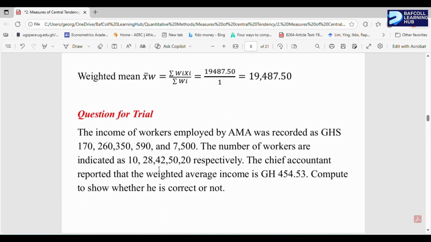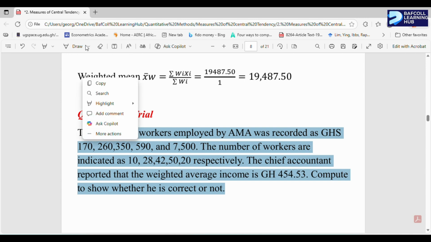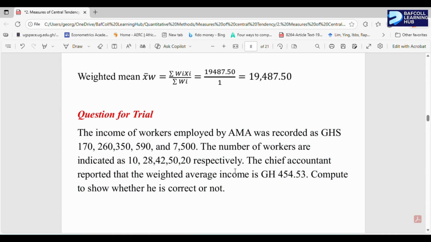So we have a question over here that we will just try our hands on. So maybe from now you can just pause the video and try your hands on it, whether you are calculating it by hand or using Excel. The income of workers employed by AMA, Accra Metropolitan Assembly, was recorded as 170, 263, 50, 520, and 7,500. The number of workers are this, respectively. The chief accountant reports that the weighted average income is this. Compute to show whether it is true or not.